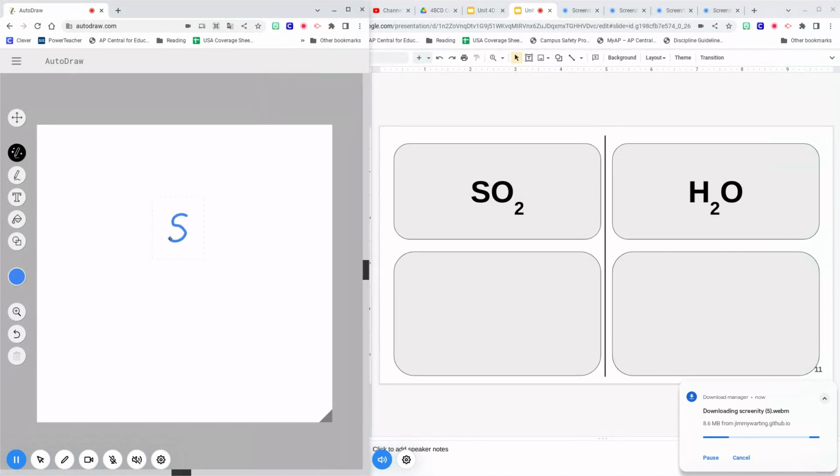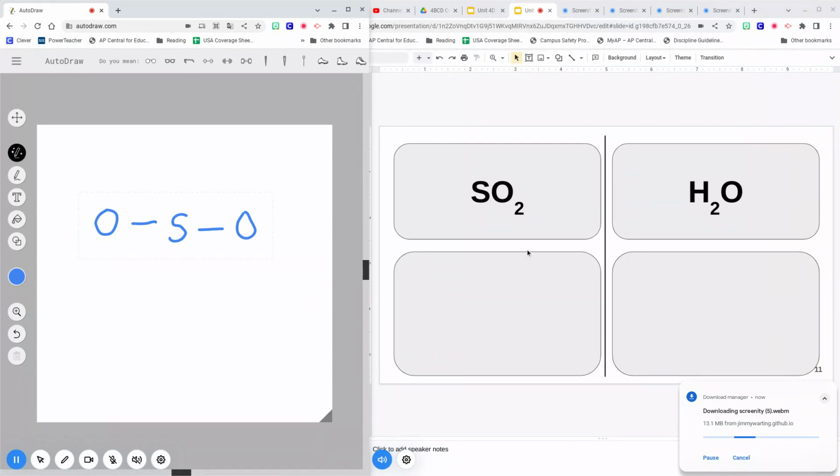I'm going to draw the S. I'm just going to space out the oxygens as far away from each other as possible. And then I'm going to connect them to the sulfur atom with bonds. So those are my first two steps. Do you remember the next step?